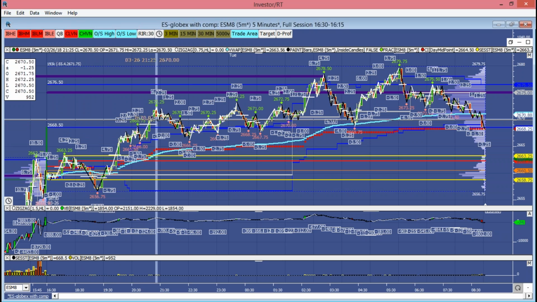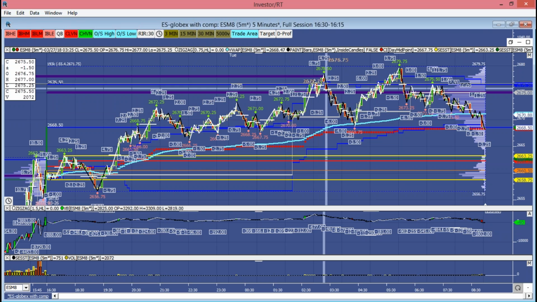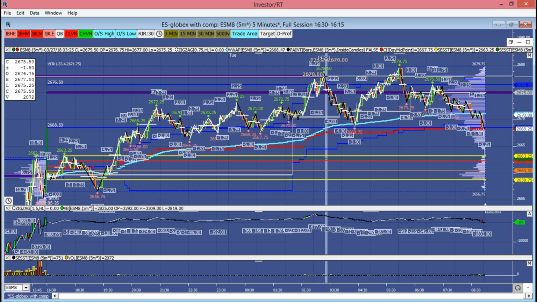That is the 50% of the significant breakdown candle from where we were trying to hold after the highs. Then we chopped around that number, pushed up into the naked VPOC up at 2678.50, got above the year open at 75.75.